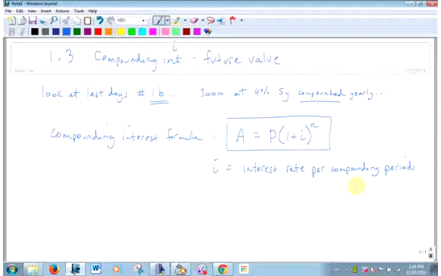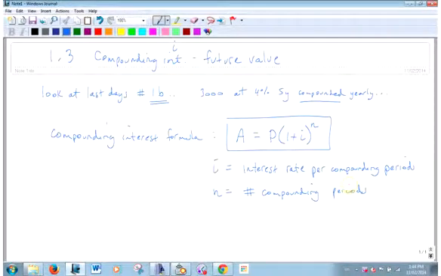Mortgages are compounded how often? Semi-annually, every 6 months. Okay? Maybe it's daily, maybe it's weekly, maybe it's quarterly. It's 4 times a year. N looks like a time. It's the number of compounding periods.